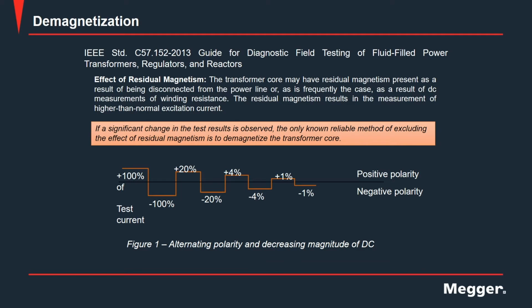Due to the application of direct current to measure winding resistance, the core may become magnetized. This can result in high inrush currents when the transformer is re-energized. IEEE standard C57.152 states that to demagnetize the core, direct current should be applied and its magnitude should be lowered as the polarity of direct current is reversed. This is to be done a number of times as seen in figure 1.